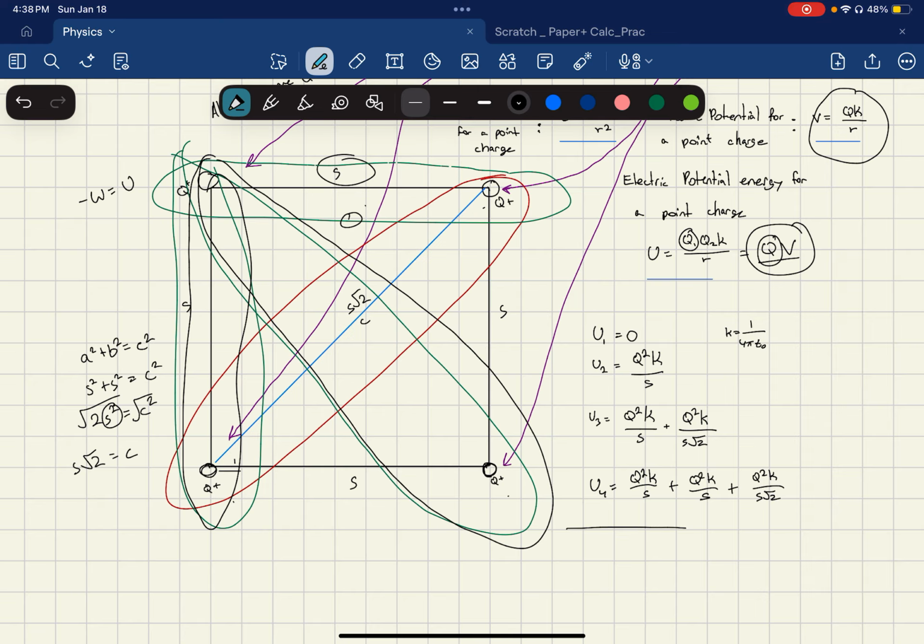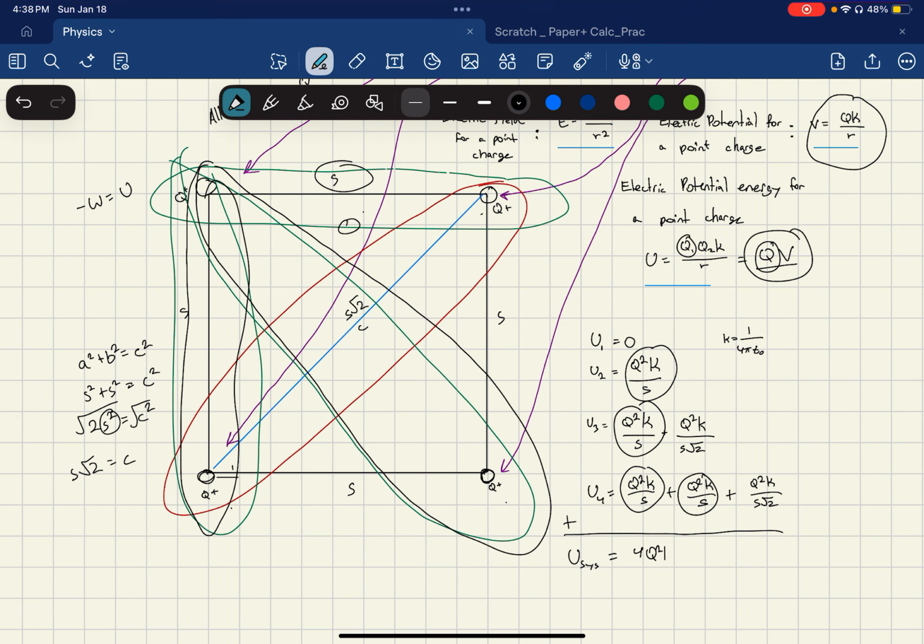All we have to do is add up all these potential energies to get the total potential energy in the system. So let's do it together. We have 1, 2, 3, 4 q squared k over s, and then we have 2 q squared k over s root 2. So I'm going to add these two: 4 q squared k over s plus 2 q squared k over s root 2. And that will be the electric potential energy of the entire system as of right now. Again, you can do this with any shape.